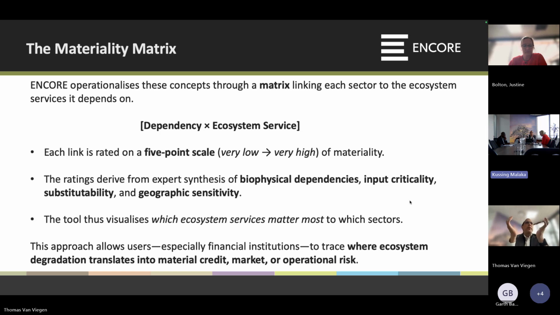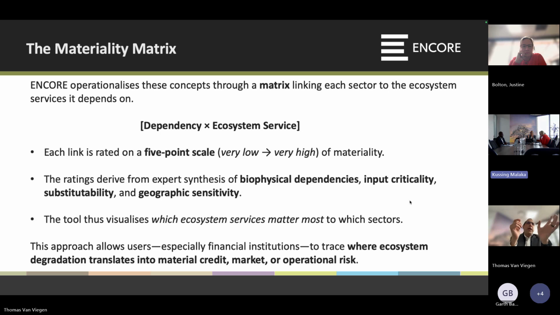So when we talk about materiality, you're looking at a dependency times the ecosystem service, and it is ranked within the tool on a 5-point scale from very low to very high. And these look at experts, like I said, an expert synthesis of biodiversity dependencies, critical input, etc., that has been added into the tool. And really, I think this tool visualizes which ecosystem services matter most to which sector. So it gives you that differentiation as well.